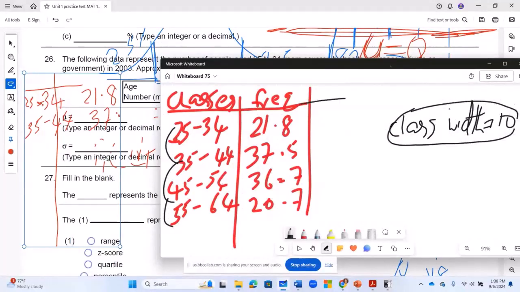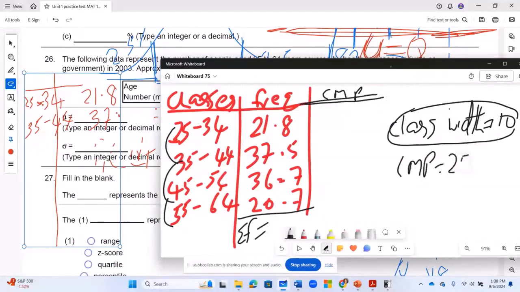Okay. If you're told to find the total frequency, add all of them up; you can use your calculator. You could also be told to find the class midpoint like we did last week. The class midpoint, CMP, is the average of the upper limit and lower limit: 25 plus 34 divided by 2.